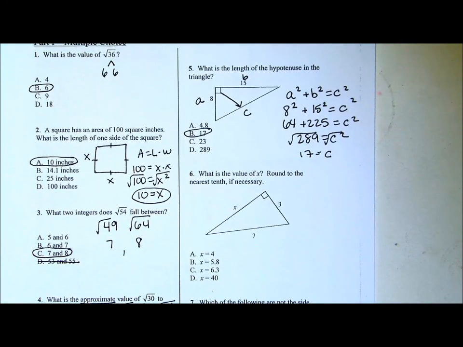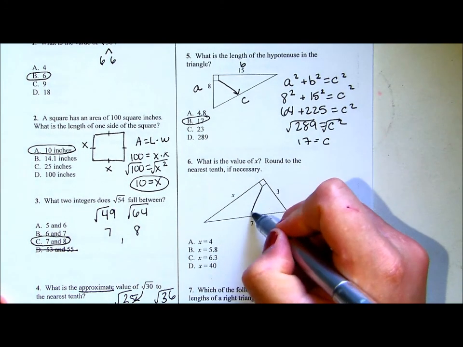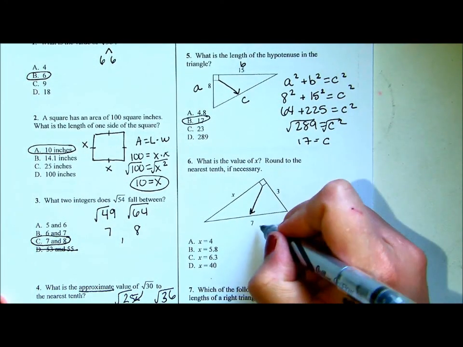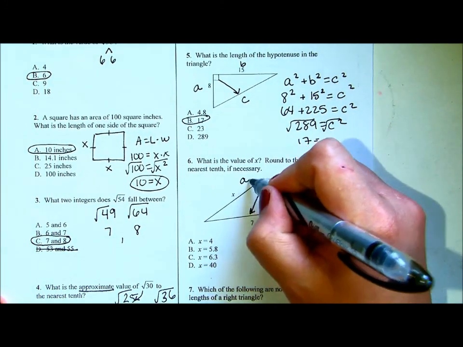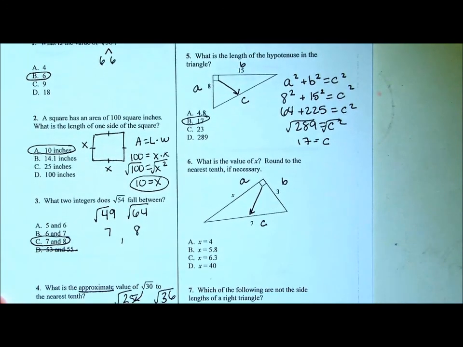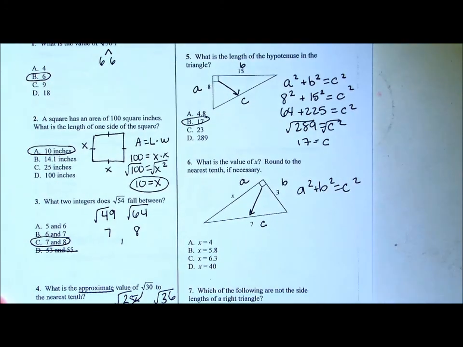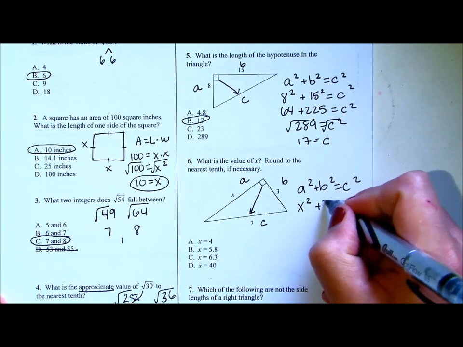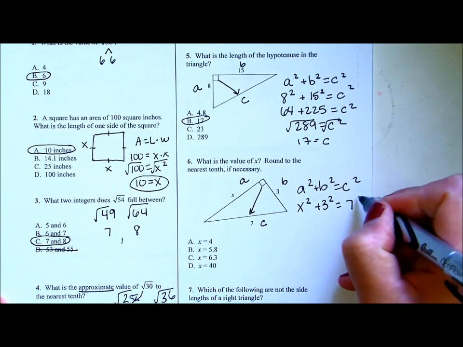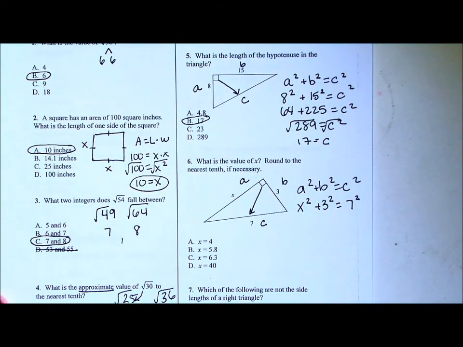Next, 6. What is the value of x rounded to the nearest tenth if necessary? Again, we need to go through and identify our pieces. This is my C, meaning that x and 3 are my A and my B. I'm still going to use Pythagorean Theorem, a squared plus b squared equals c squared, but now instead of a number for A, I'm going to put x, I'm going to put 3 for B, and I'm going to put 7 for C. That's why it really helps us to identify the pieces of our problem first.